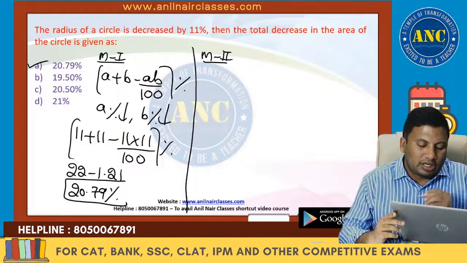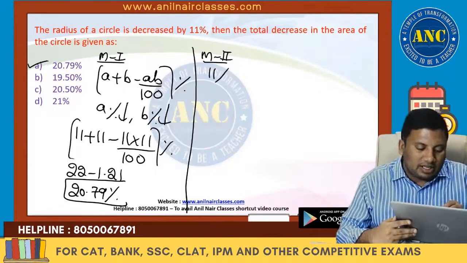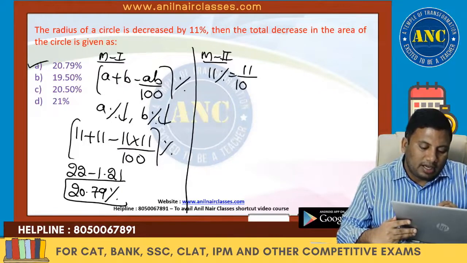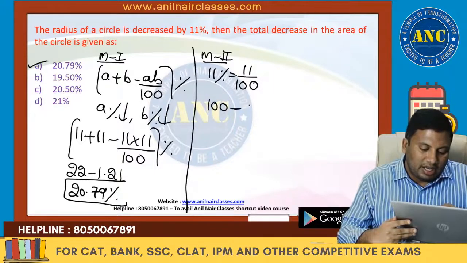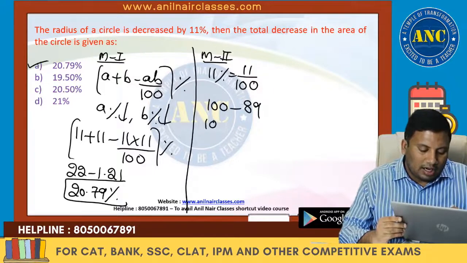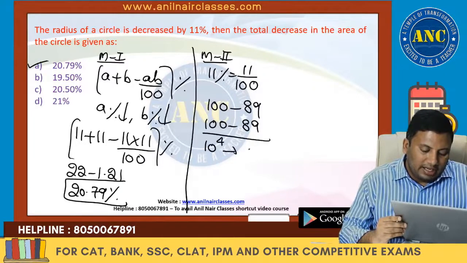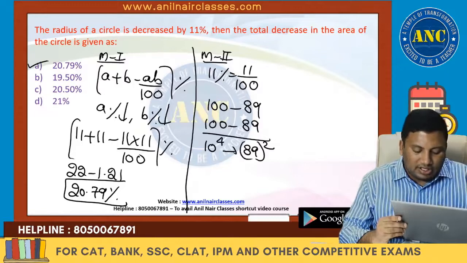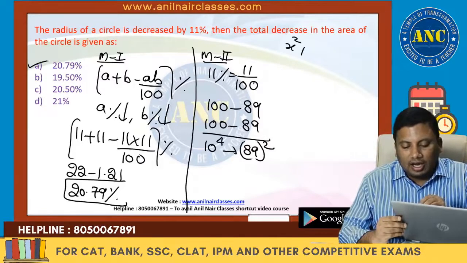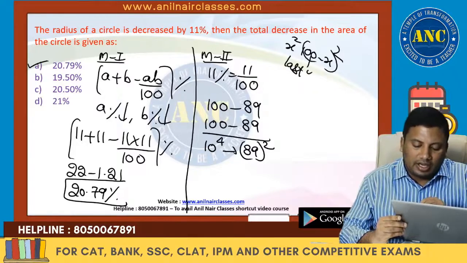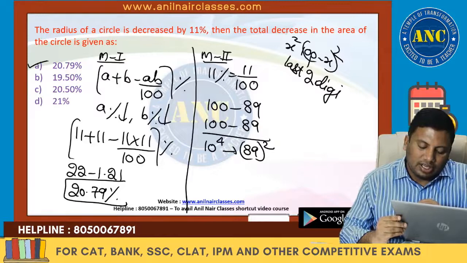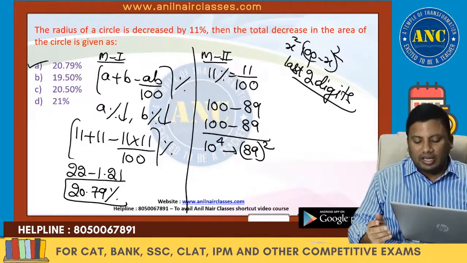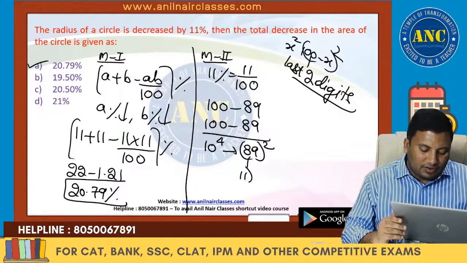Method 2. 11% is nothing but 11 by 100. On 100, an 11 decrease gives 89. So 10 power 4 minus 89 squared. Already we discussed x square and 100 minus x square: the last two digits are the same. 6 square and 100 minus 6 square, 94 square. 89 square has last two digits similar to 11 square.